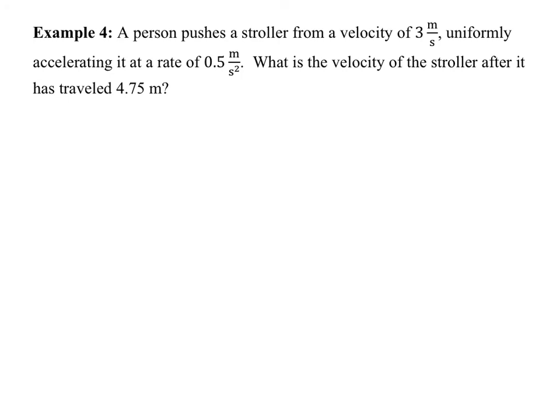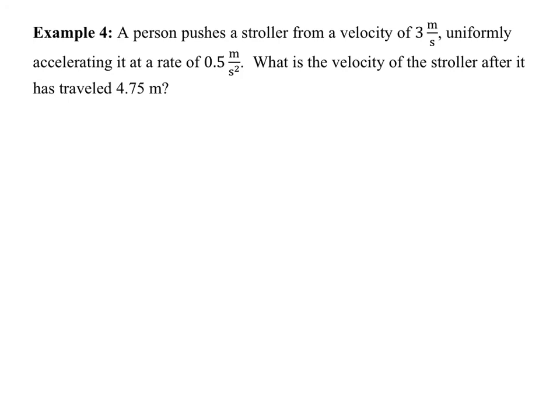Yeah, go for it. A person pushes a stroller from a velocity of 3 meters per second, uniformly accelerating at a rate of 0.5 meters per second squared. What is the velocity of the stroller after it has traveled 4.75 meters? Now, by process of elimination, since it's the last problem, a lot of you are going to guess which formula we're going to use. But let's prove that we're going to use that one that we haven't yet.